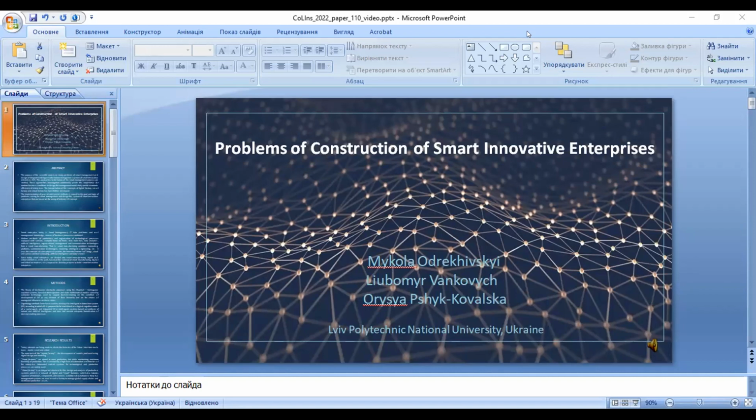Problems of Construction of Smart Innovative Enterprises by Mykola Odrychewski, Lubomir Wańkowicz, and Orisa Przyk-Kowalska. The purpose of the scientific work is to study problems of smart management and design of integrated intelligent information management systems.